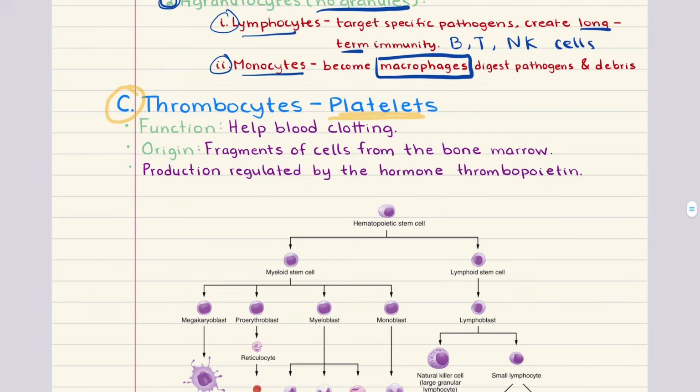Finally, we can discuss thrombocytes or platelets. Platelets are not full cells. They're actually cell fragments that come from large bone marrow cells called megakaryocytes. Their main role is to initiate blood clotting.